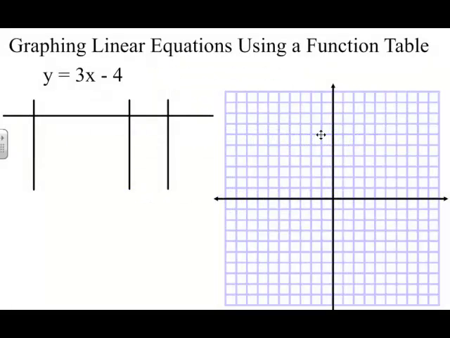Here's some notes on graphing linear equations using a function table. We know that linear equations make a line. So the most basic method is to pick coordinates for the x, substitute them into your equation or function, solve for y, and then you'll have x and y coordinates for your ordered pair. Plot the point, do that for two other points, and if they line up, they make a line.